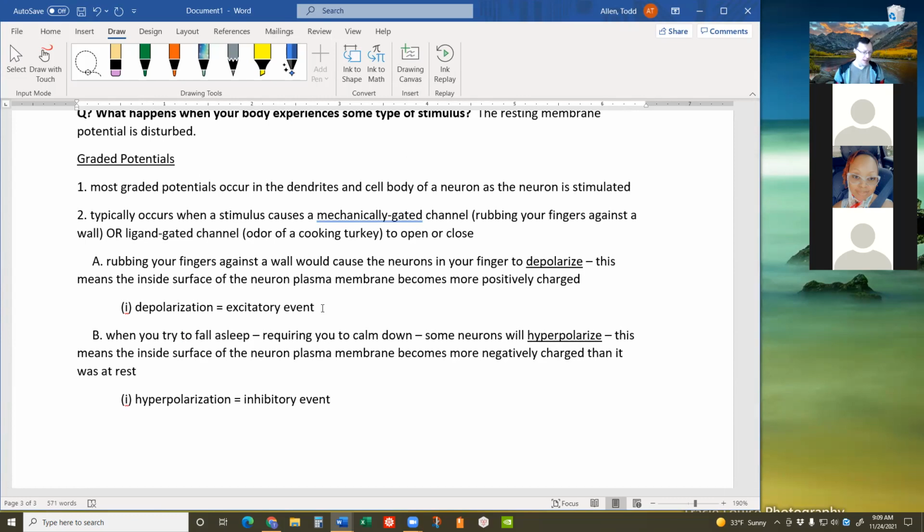Okay, so graded potentials are described in section 12.5 of your textbook. Section 12.5, right? And you do have figure 12.14 there, and figure 12.15 there. These are things that you're going to want to look at during your private study time.